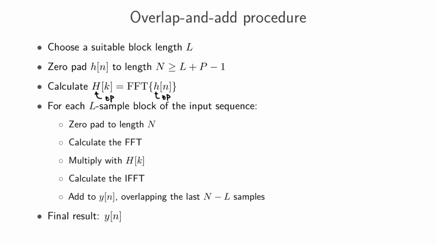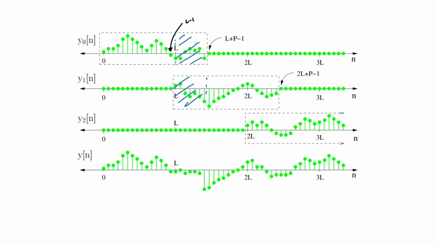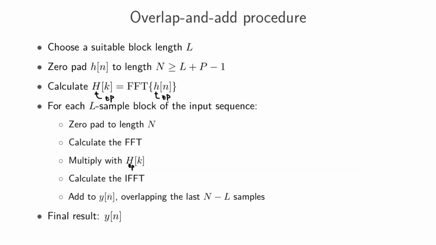And then for each of the blocks, as I'm getting that in, I start by zero padding that block. I calculate the FFT of that block. I multiply that with the FFT of my zero padded impulse response. Then I calculate the IFFT, and that whole procedure gives me this. It's exactly the same as doing the convolution. Okay, cool. And then what I do is I add, this is the final output, yn.